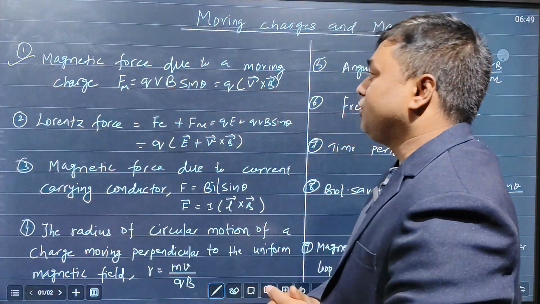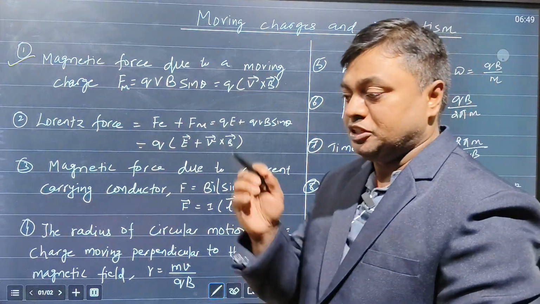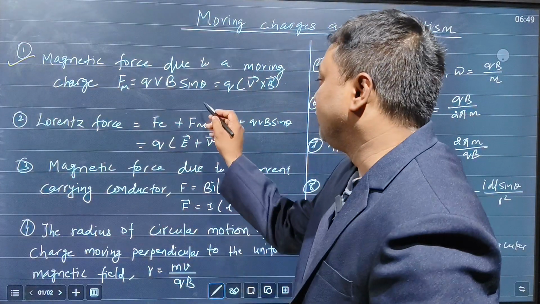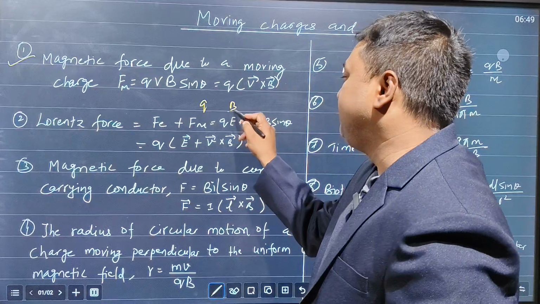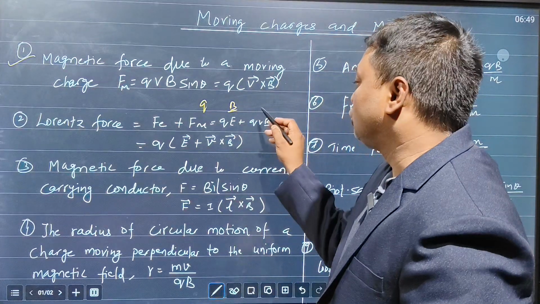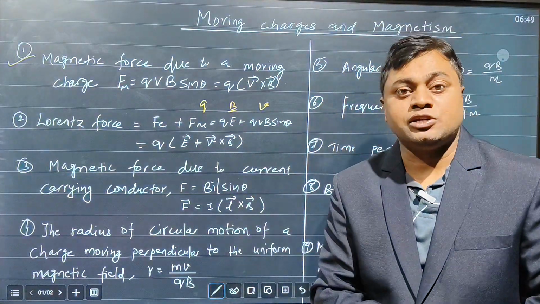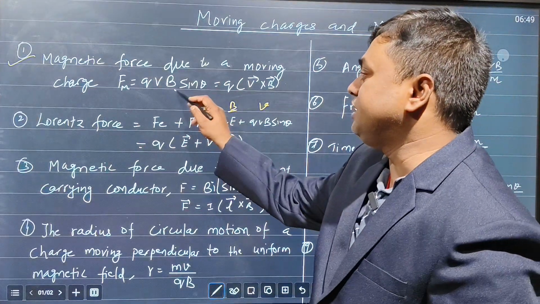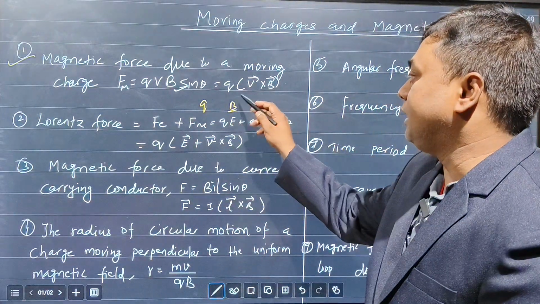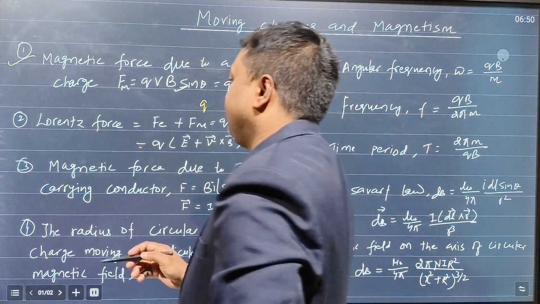First one, magnetic force due to a moving charge. Whenever charge Q is moving in the magnetic field B with velocity V, it will experience a force. What is the force? F = qvB sin theta, or we can write q into v cross B.